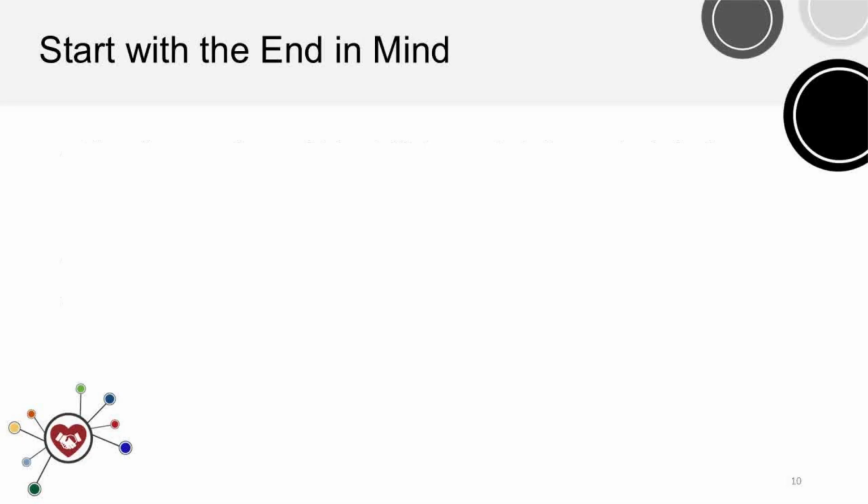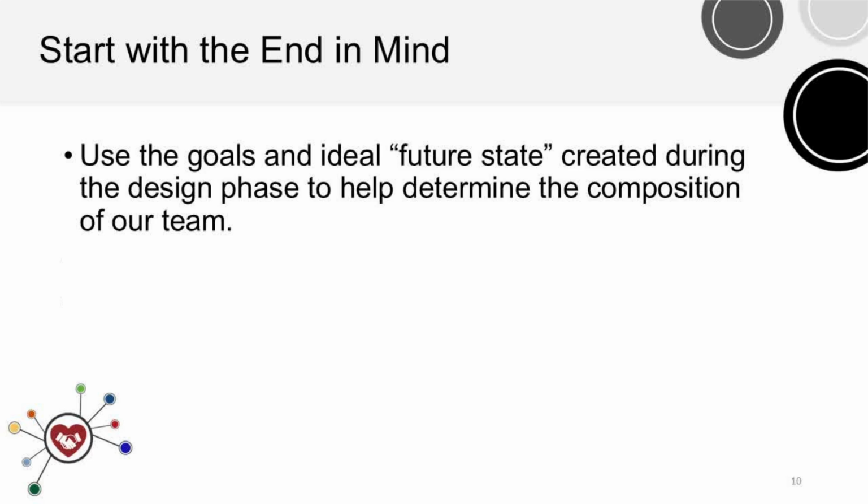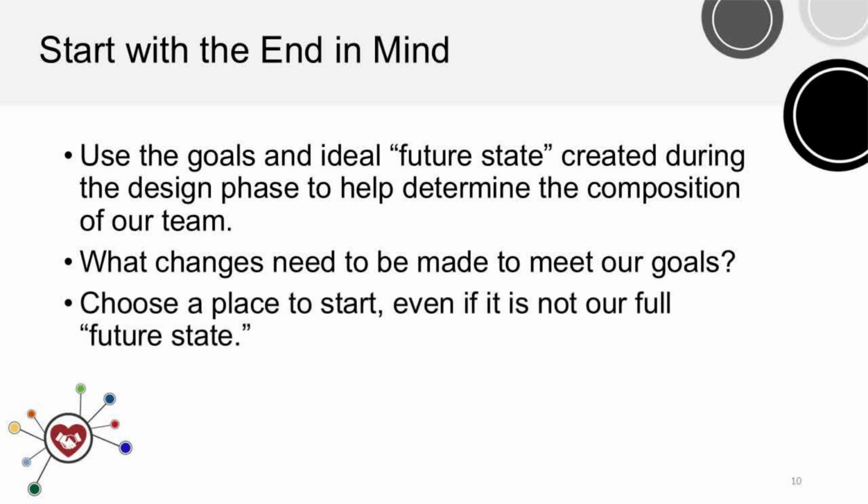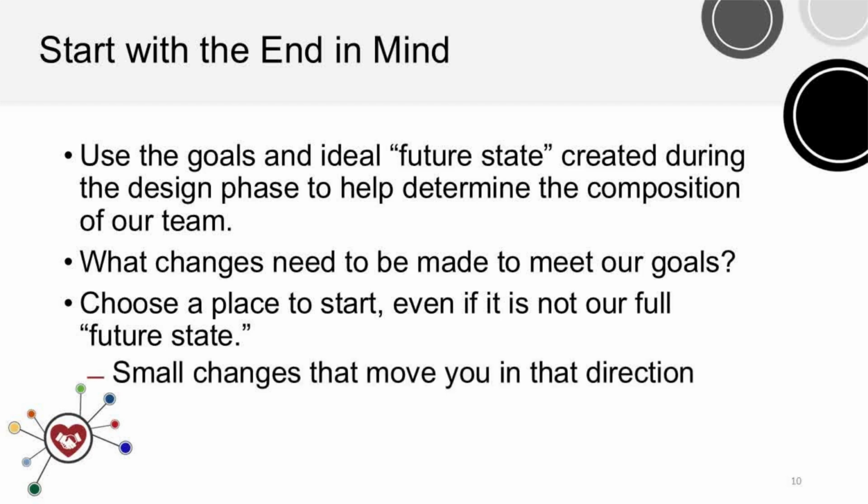When choosing our team composition, use the goals and the ideal future state created during our design process. Determine what is possible with our current staff, resources, tools, and support systems. We'll want to identify what changes we need to make to get to our future state. We may not be able to implement our ideal future state, so we should choose a place to start. Even the small changes we might make can move us in the direction of our ideal future state.